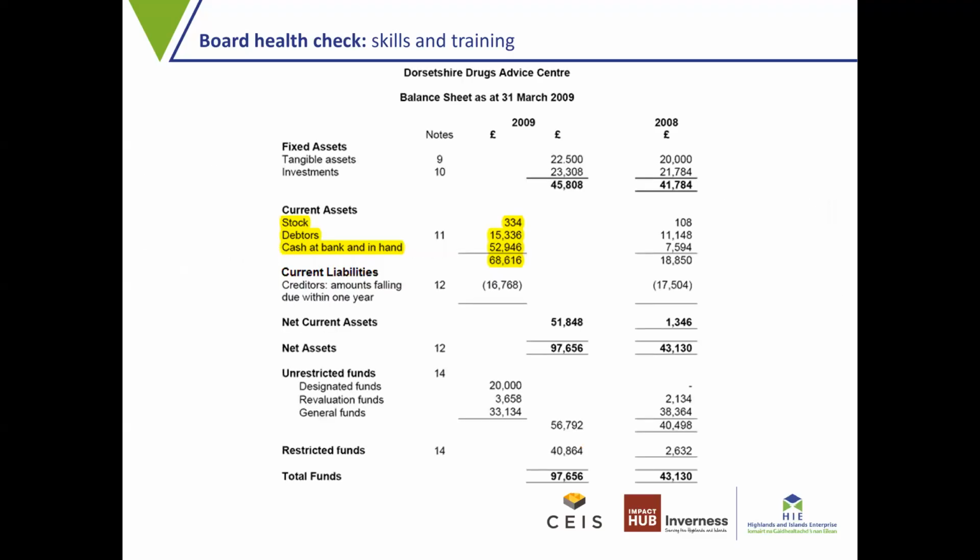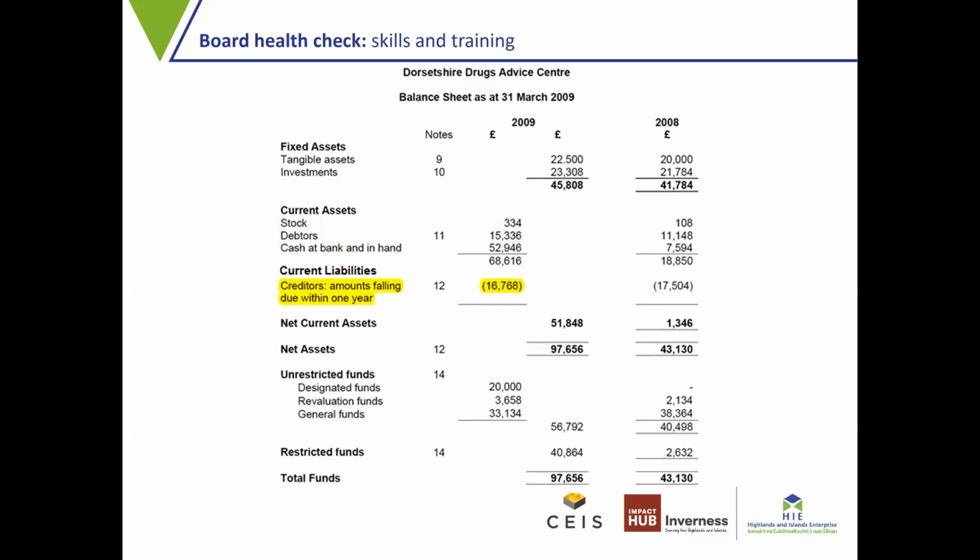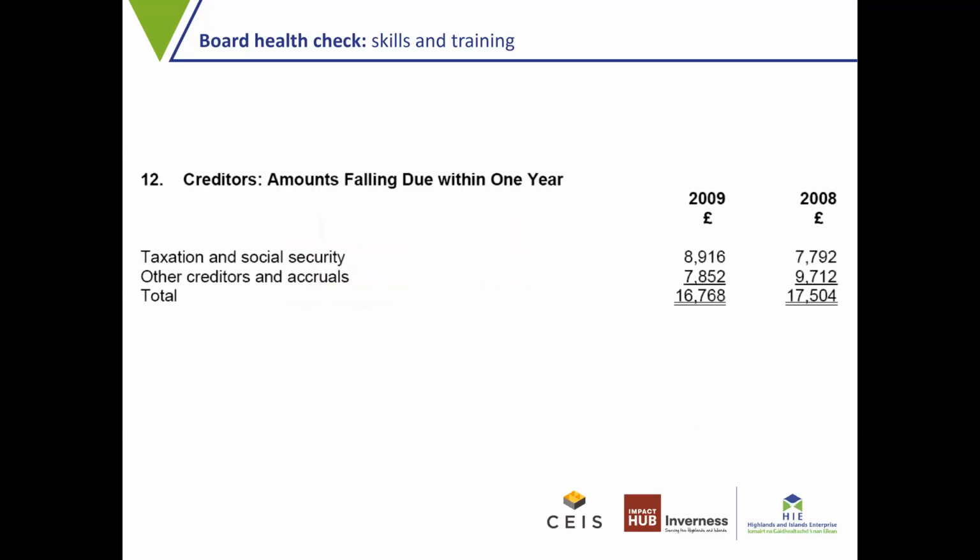And now back with the list of current assets, we've also got an entry of cash at bank and in hand of 52,946, and that gives us a total current assets figure of 68,616. Within the current liabilities, there is only one figure of minus 16,768, which is for creditors. And note 12 indicates that the creditors' amount of 16,768 includes 8,916 for taxation and social security and 7,852 for other creditors and accruals.